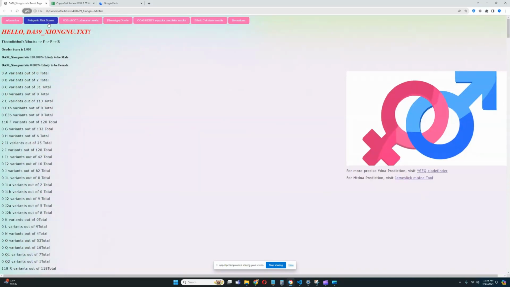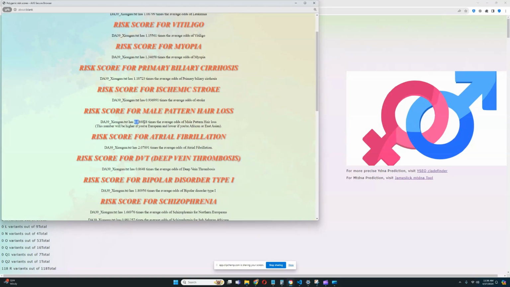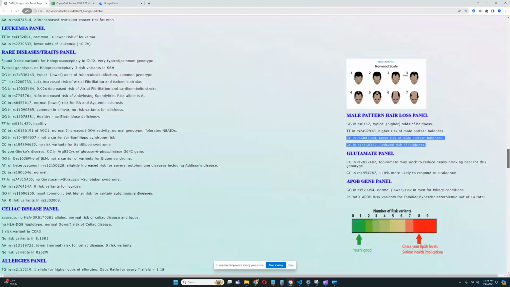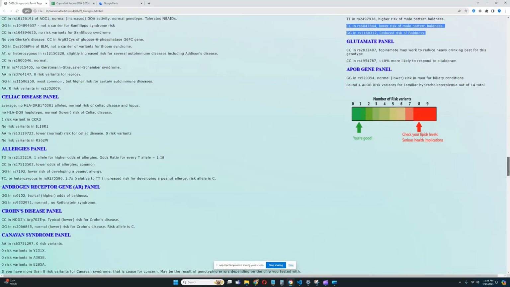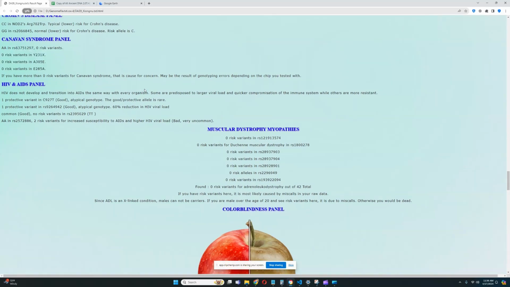But for him, if we look at the polygenic risk scores, I think he was scoring average. Yeah, he was scoring spot on average. So he's actually got, relative to East Asians, an increased risk of male pattern hair loss. Typically, they will score less. And hold on, let's see, what else can I talk about here? Canavan syndrome, 0 risk variants.